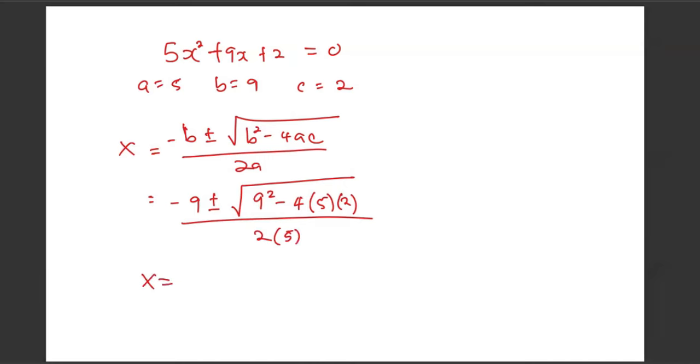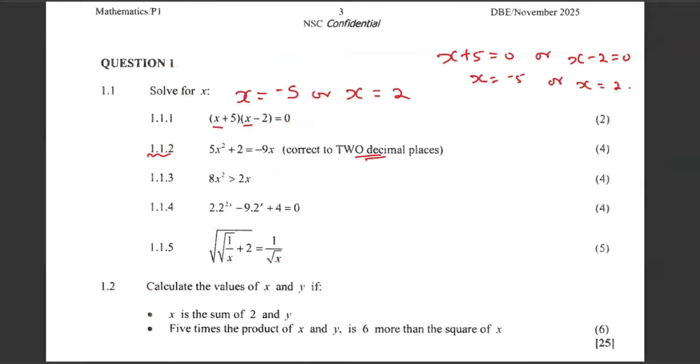Okay, so when I substitute this into the calculator, my first x value is a negative 1,54. Or I can have x as a negative 0,26. Remember, the rounding off is to two decimal places. Okay, so that is 1.1.2. Then 1.1.3.